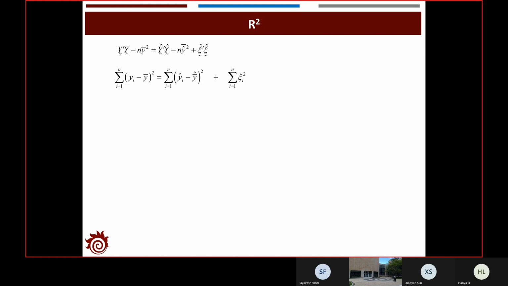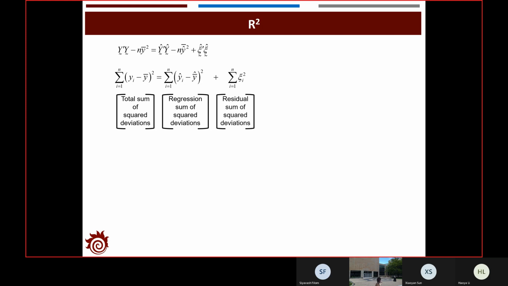So in this case, you will have three terms. This is from the observation, this is from the estimation, and this is the error terms. We define this term as the total sum of the square deviation from the mean, or the average value of the true observation. And this one will represent the regression sum of the square deviation, which is the part that can be explained by the model.